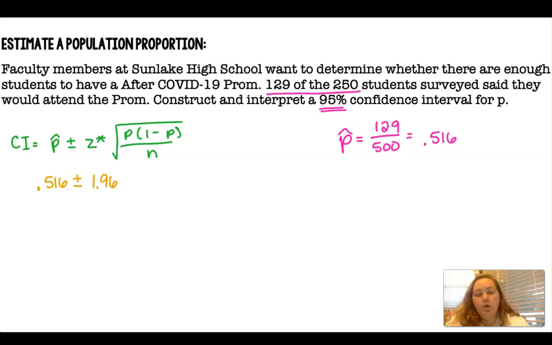In our previous video, we said you might want to memorize some of those. The square root of our proportion, 0.516, times 1 minus 0.516, which gives me 0.484, over n, which is our sample size of 250. So now I would do 0.516 times 0.484, divide that by 250, take the square root, times it by 1.96, and then add it to 0.516 and subtract it from 0.516, and I get 0.4541 to 0.5779. Now, of course, I am going to show you how you would do all of this, skipping some of these steps, using your calculator.